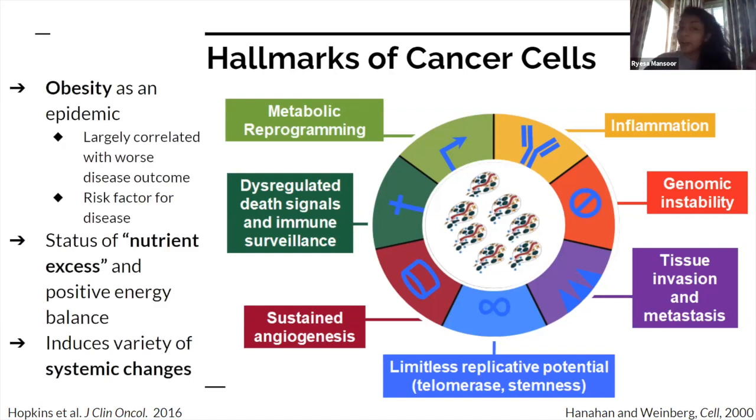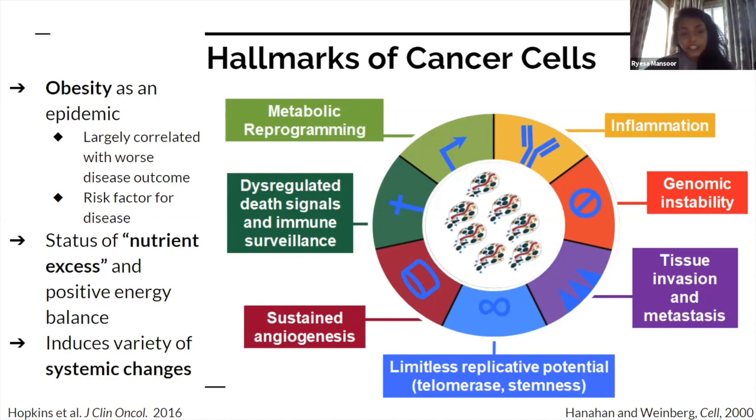We all know obesity as a very large epidemic worldwide, but also especially in the United States. And the reason it is such an issue is that it is a risk factor for many chronic diseases, but also it's largely correlated with much worse disease outcomes. This is especially true for onset of cancer and prognosis of cancer.